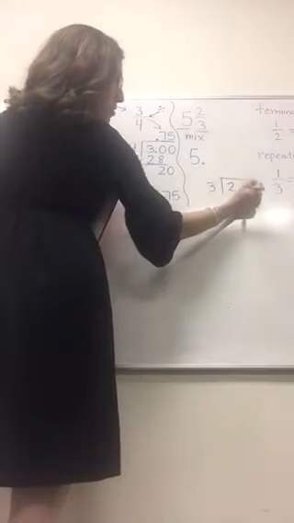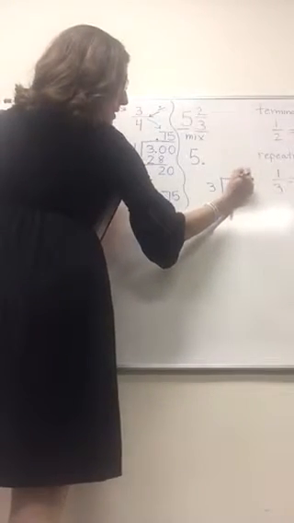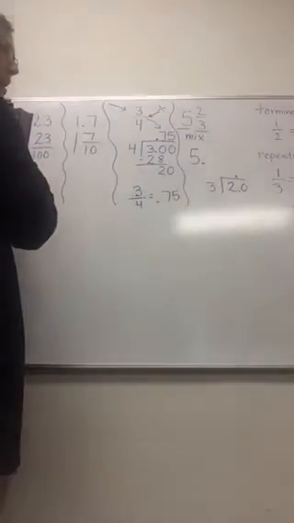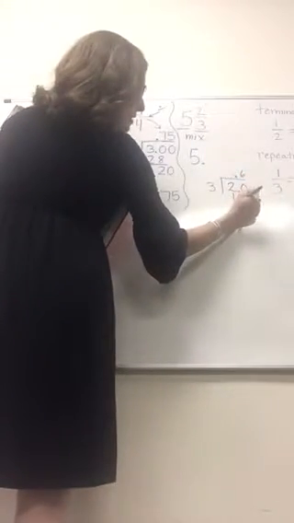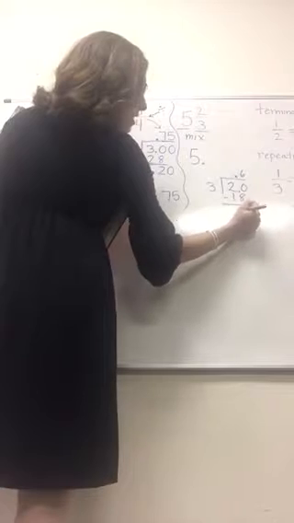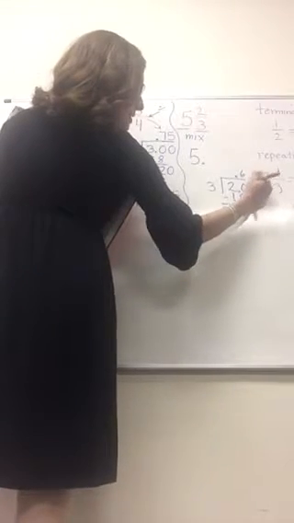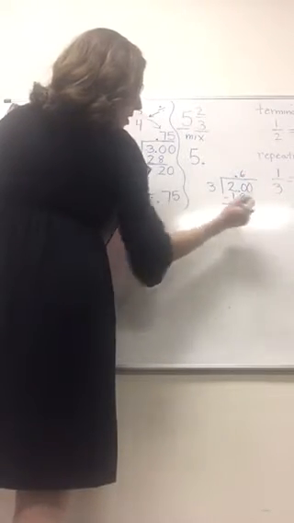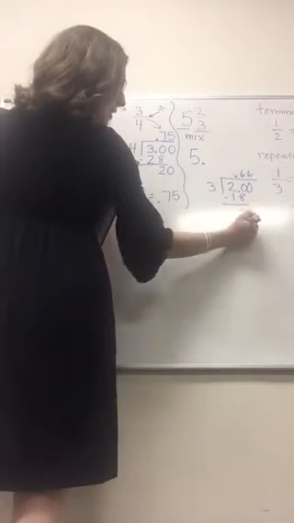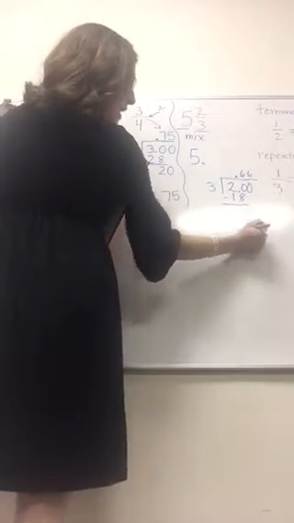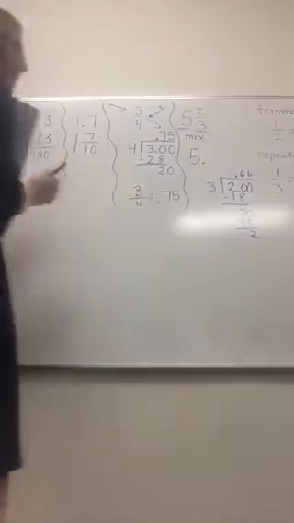Obviously, 3 cannot go into 2 evenly, so let's try 20 with our decimal point at the top. 3 will go into 20 6 times. 6 times 3 is 18. We're going to have another 2. We're going to add a 0 and bring it down. Are you starting to see a pattern here? 3 will go into 20 6 times again. 6 times 3 is 18. And the pattern is just going to repeat.